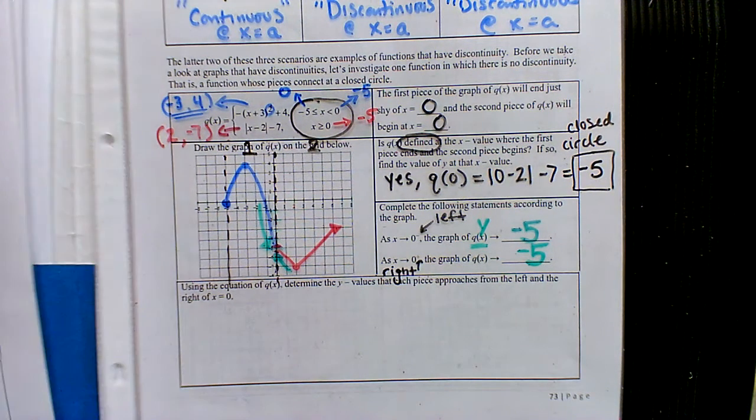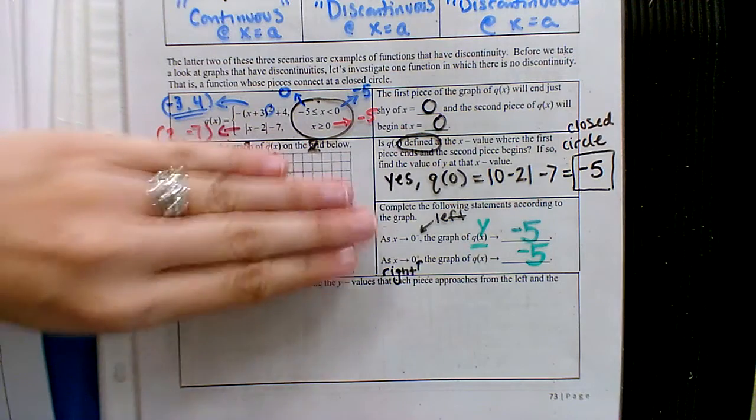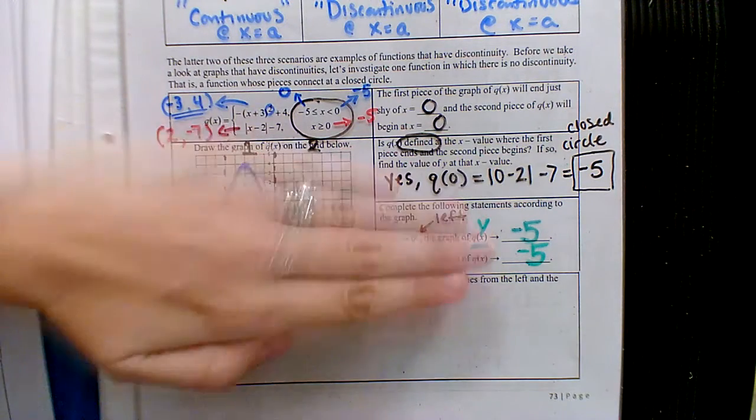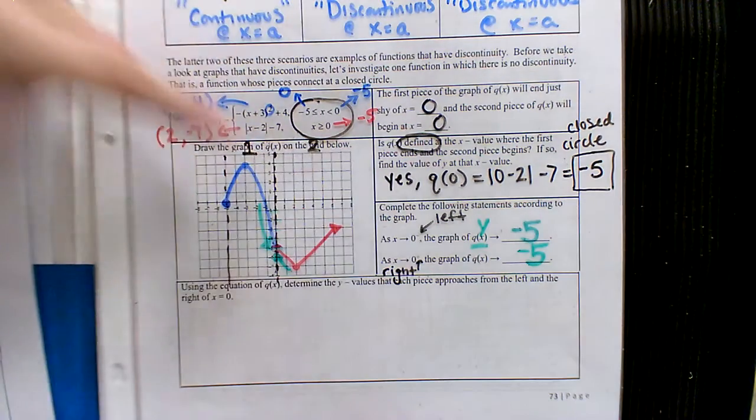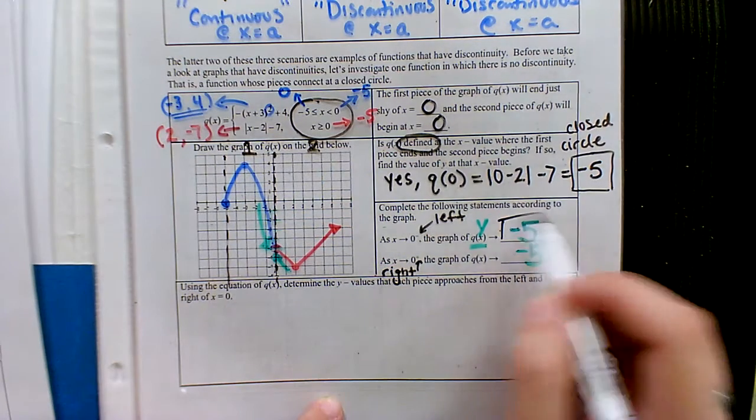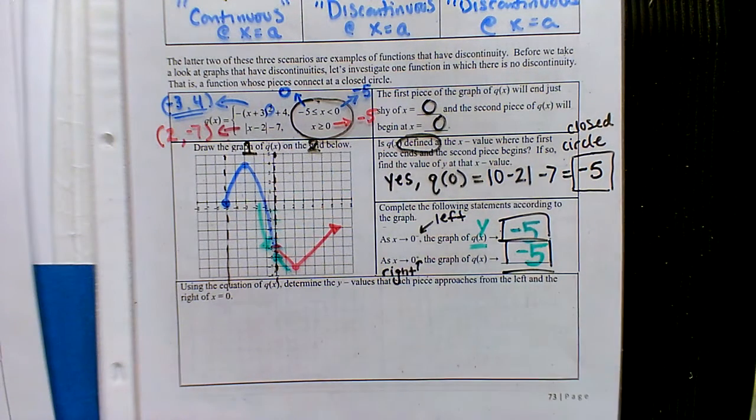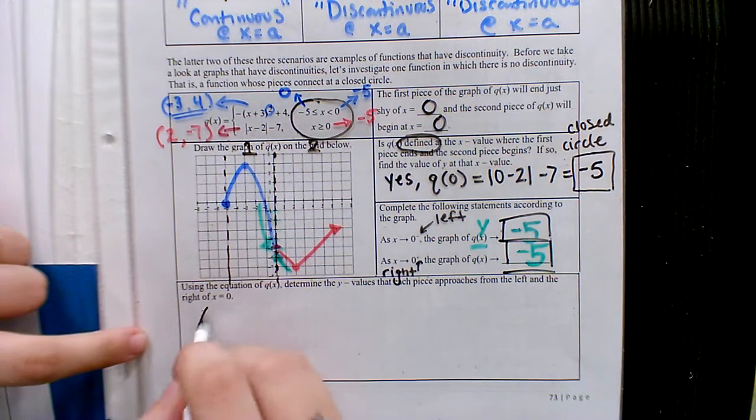Okay? Now let's try to amp it up a bit. Let's say we didn't have the graph. Okay? No picture. All we had was this equation. How could we still figure out this -5 value? What do you think? We're going to plug in 0 for both of them. Okay, so let's check this out.